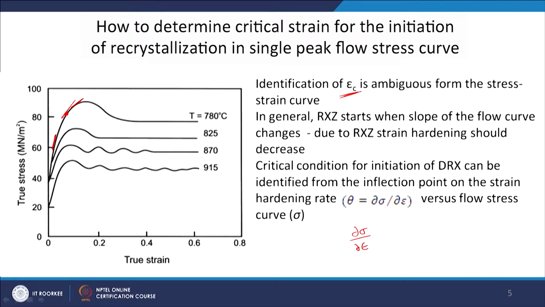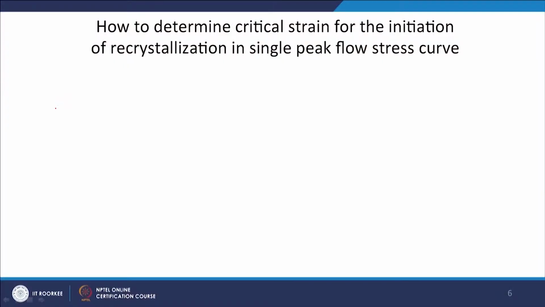So, if I plot something like this, between the flow stress and this strain hardening rate, I should be able to see from the inflection point where there is a change in the hardening rate, because there the recrystallization must have started, and from there we should be able to tell, okay, this is my critical strain or critical stress to initiate the recrystallization process in the material. I will explain it on the monitor itself now.